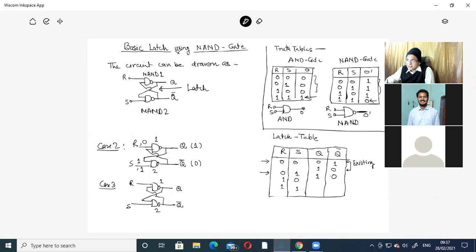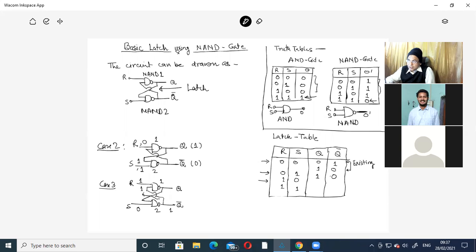For the third case, R is 1 and S is 0. You know that if any input of the NAND is 0, from the NAND table, the output is 1. So this value is 1. S is 0, so Q bar is 1. This 1 is fed over here, to this part.